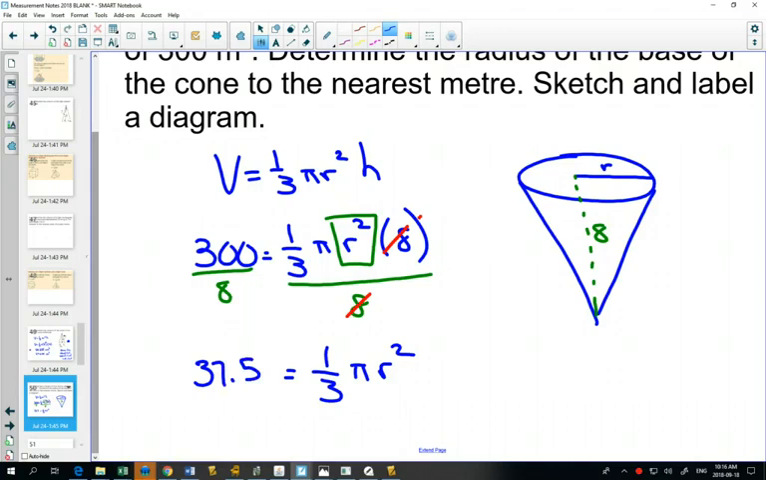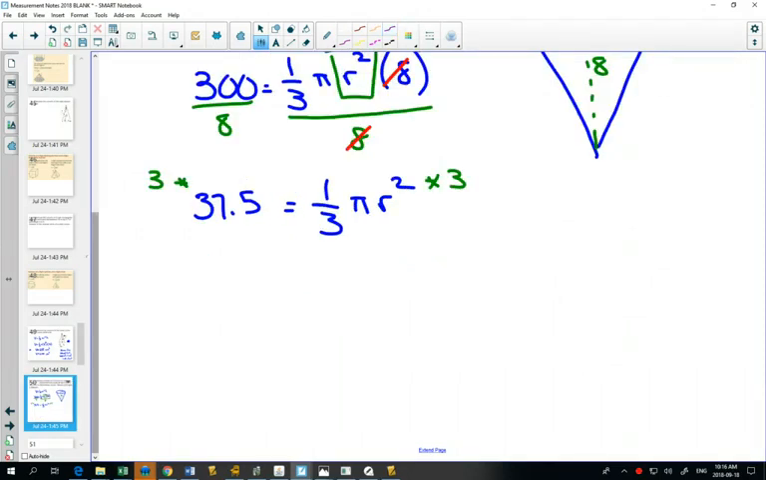Okay, closer. We moved the 8 over. What could I do next? Multiply it by 3. Why would you want to multiply it by 3? To get rid of the fraction. Because a fraction 1 divided by 3 is actually dividing by 3. The opposite of dividing by 3 would be to multiply this side by 3, and then I need to multiply this side by 3. That will cancel out my 1/3. And 37.5 times 3 is 112.5.